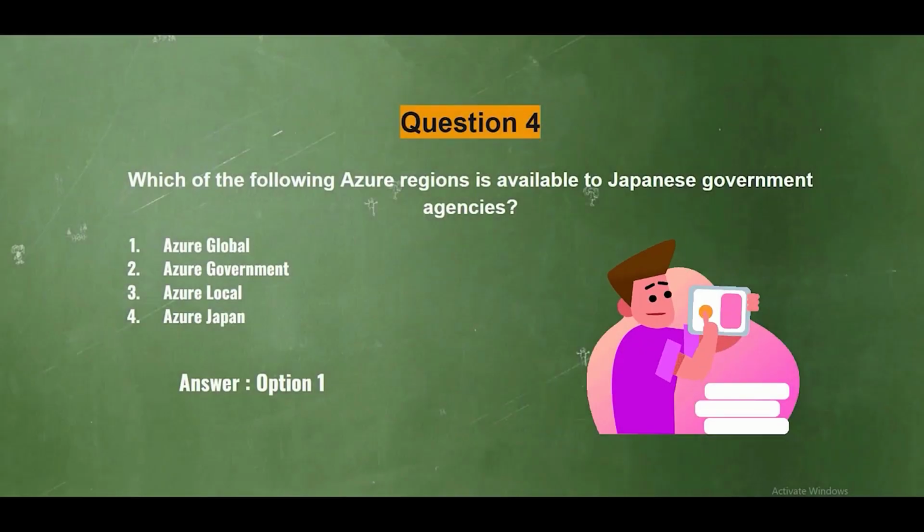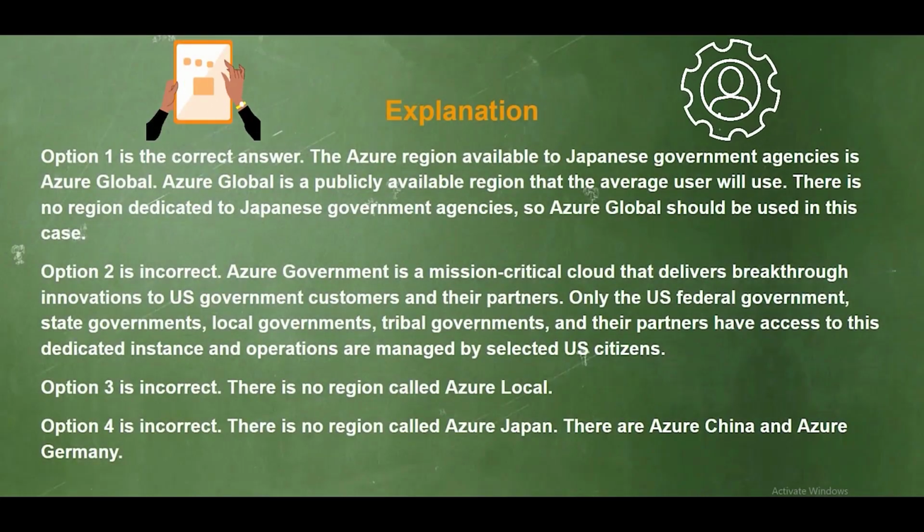Question 4. Which of the following Azure regions is available to Japanese government agencies? Number 1. Azure Global. Number 2. Azure Government. Number 3. Azure Local. Number 4. Azure Japan. And the answer is option 1. Option 1 is the correct answer.